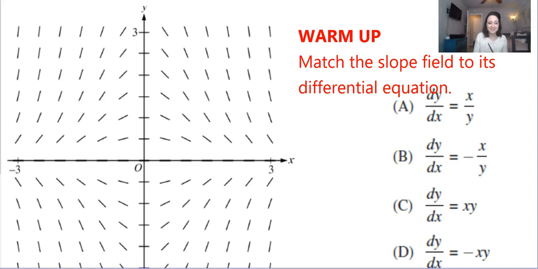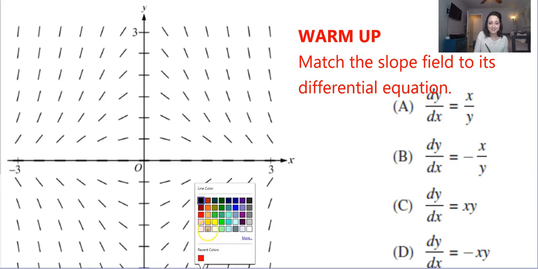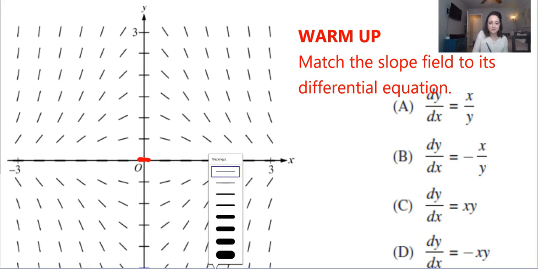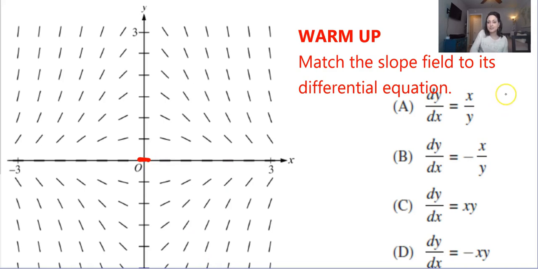All right, so here's how I like to do it. I like to start at the origin. So here I see that has a slope of 0. So when x and y are both 0, I should get 0. So that automatically takes out a and b, because if I have 0 in the denominator, I should get either no line or a vertical line there. It's slope undefined, okay?